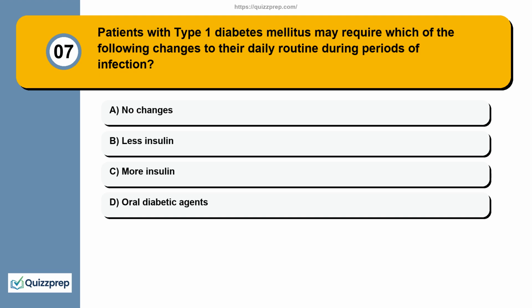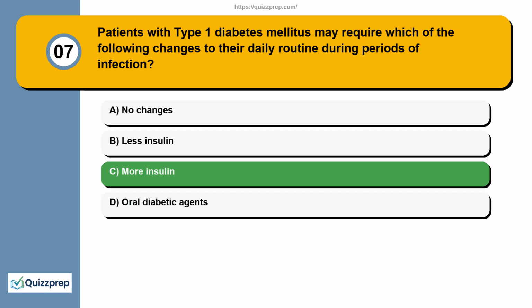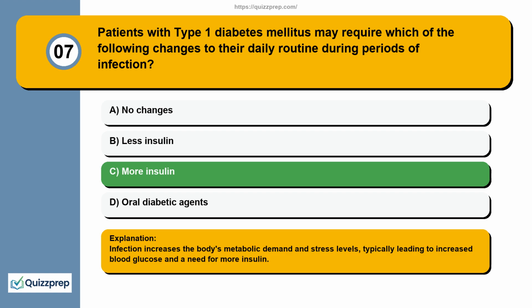Question 7. Patients with type 1 diabetes mellitus may require which of the following changes to their daily routine during periods of infection? No changes. Less insulin, more insulin, oral diabetic agents. Infection increases the body's metabolic demand and stress levels, typically leading to increased blood glucose and a need for more insulin.